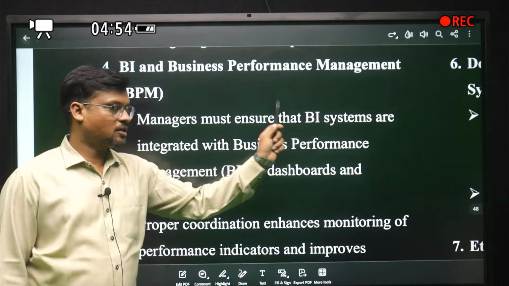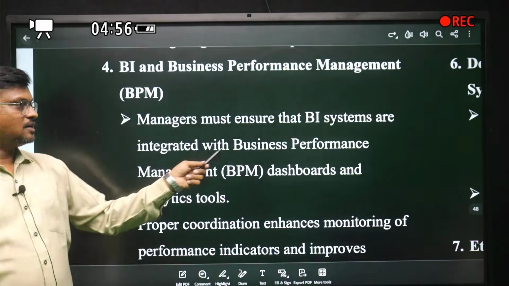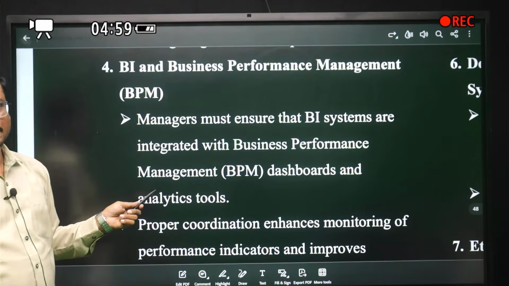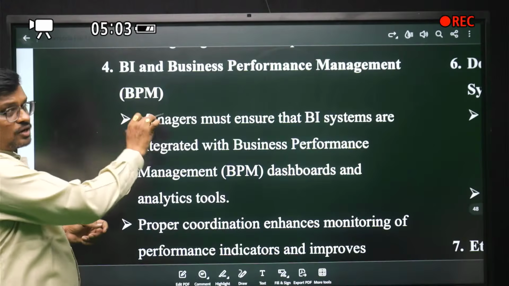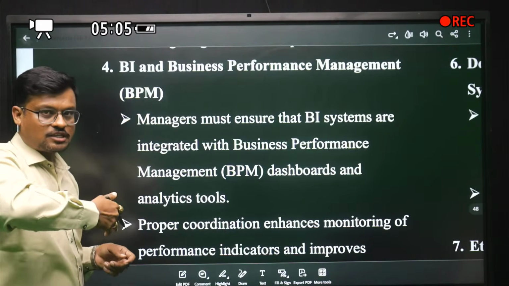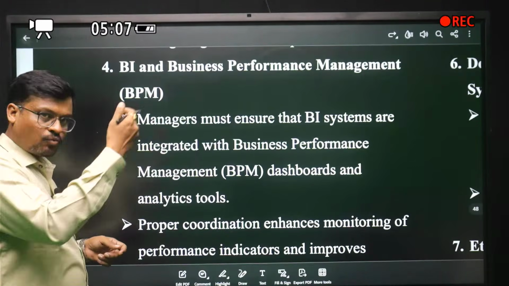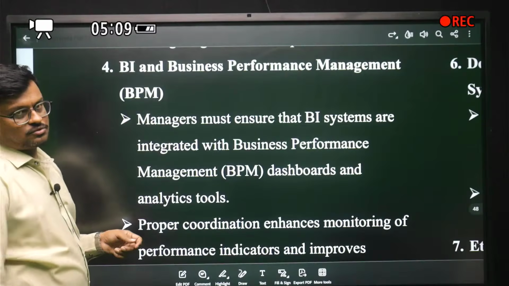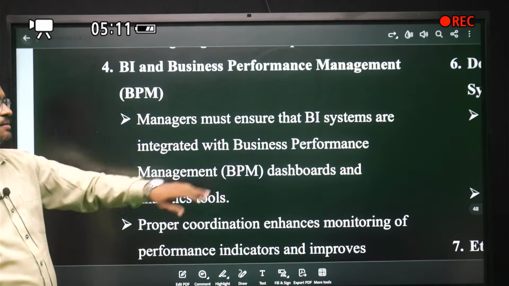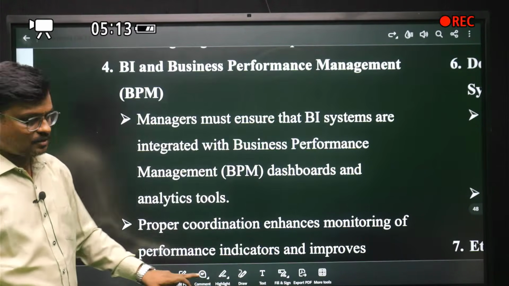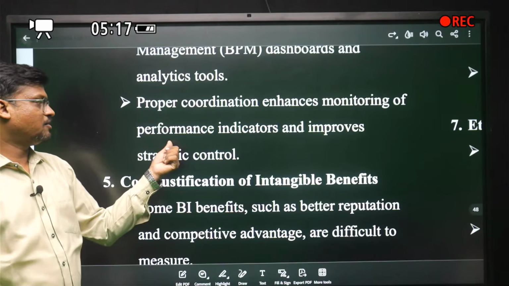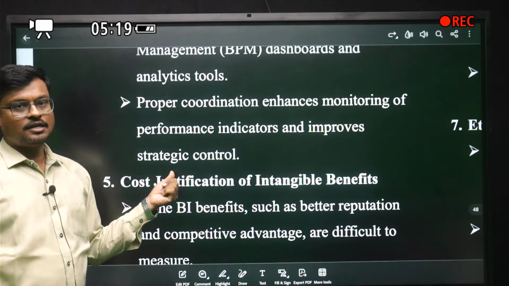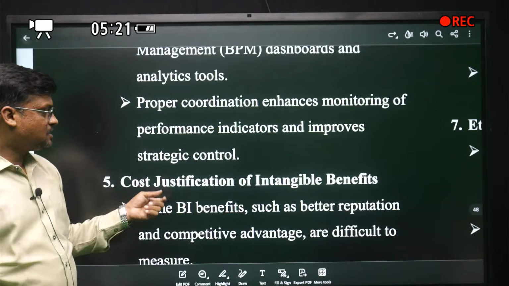Managers must ensure that BI systems are integrated with the business performance management dashboards. So what happens is, this BI will say what happened, and based upon that experience and results, you can plan what to do. That is your BPM. So it is always asked to integrate the BI with the BPM. Proper coordination enhances the monitoring of performance indicators, and it improves the strategic control.